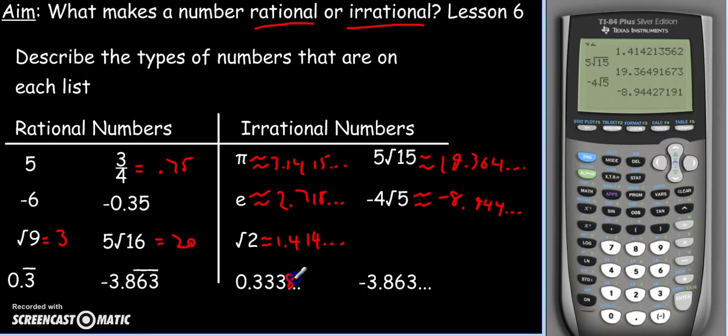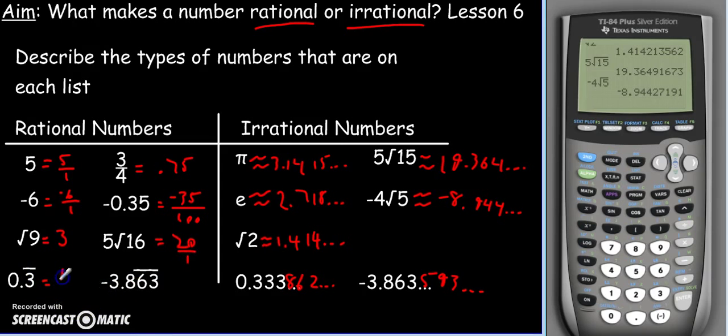We don't know what comes next here. It could be 862, and so on. This could be 593. We don't know. But these repeat. Now, the technical definition of a rational number is any number that can be written as a fraction, which we know 5 over 1 is 5. Negative 6 over 1 is negative 6. This would be negative 35 over 100. 20 is obviously 20 over 1.